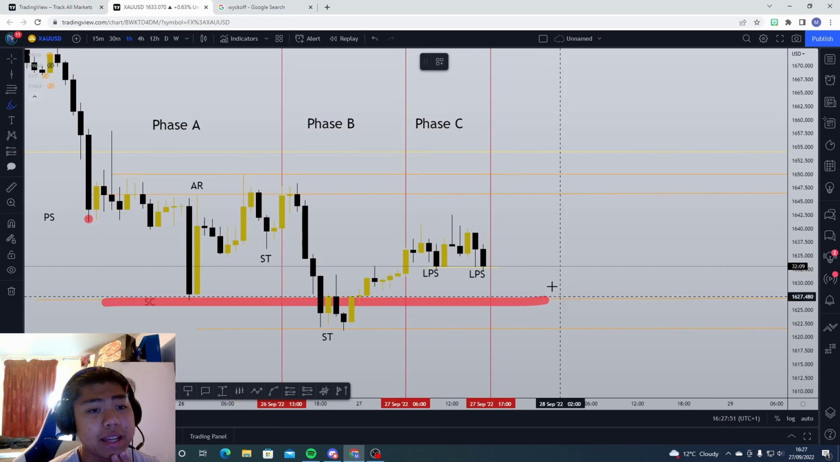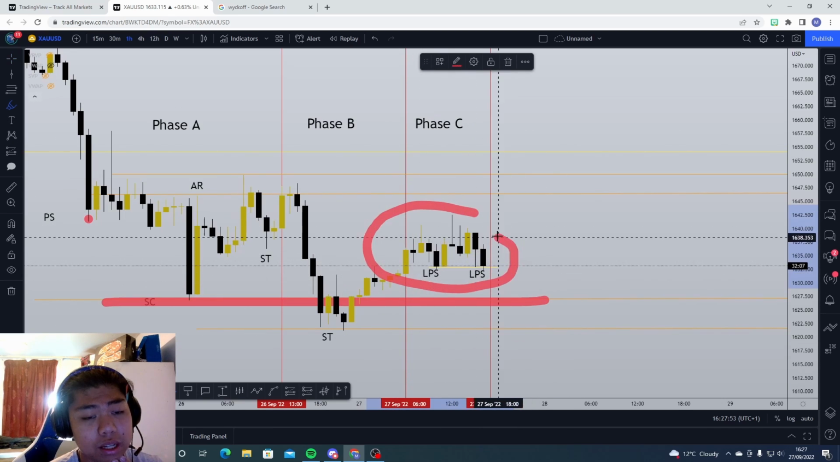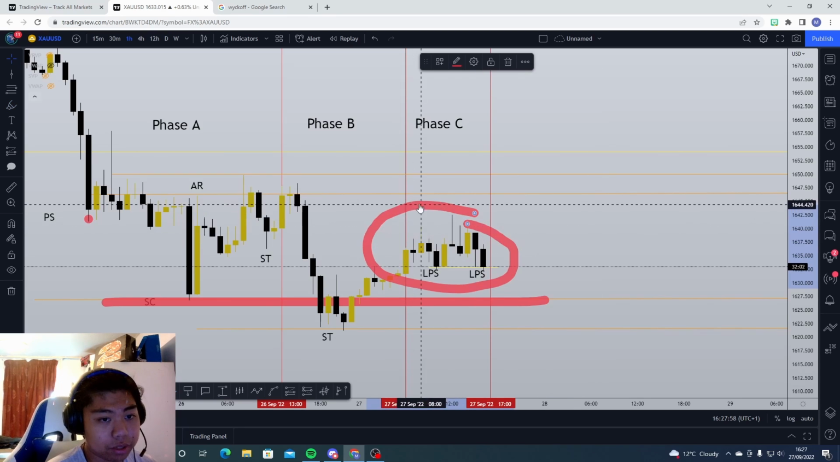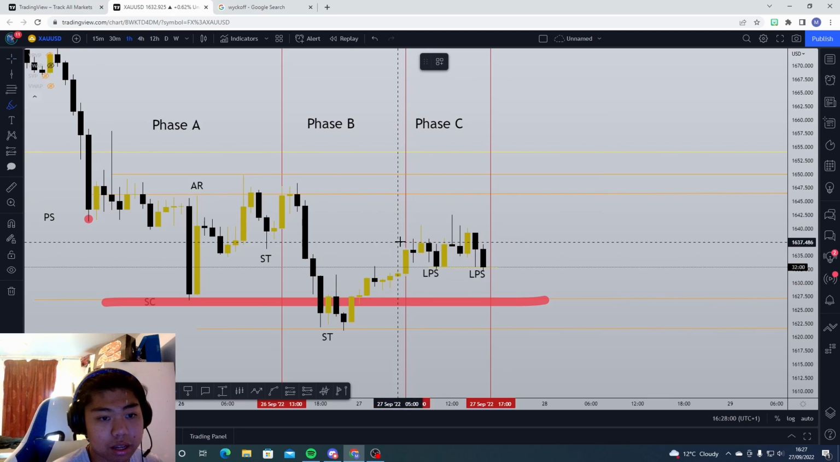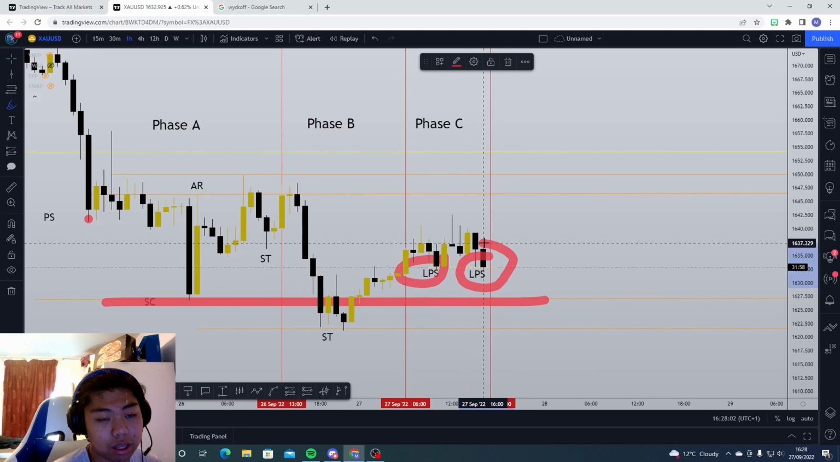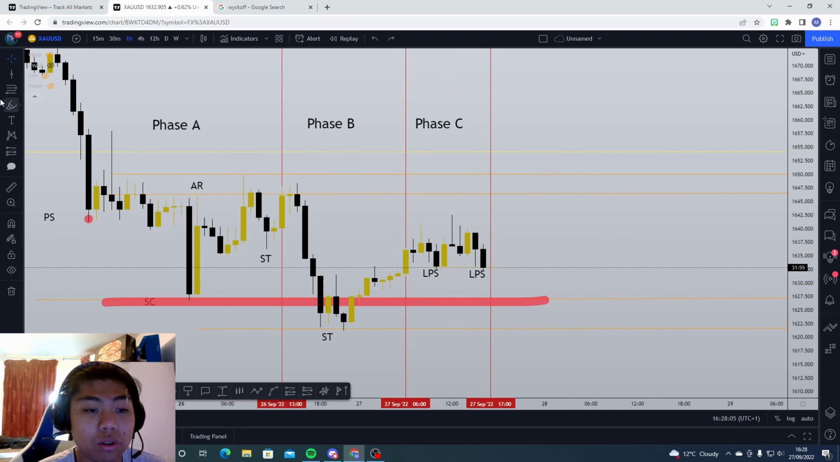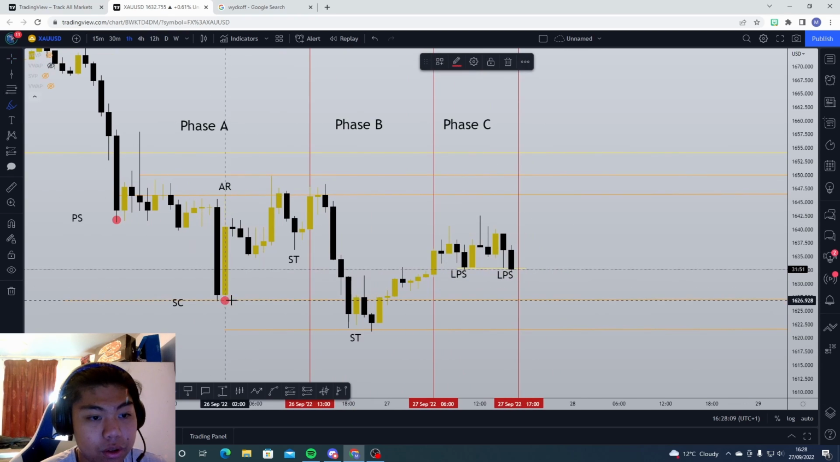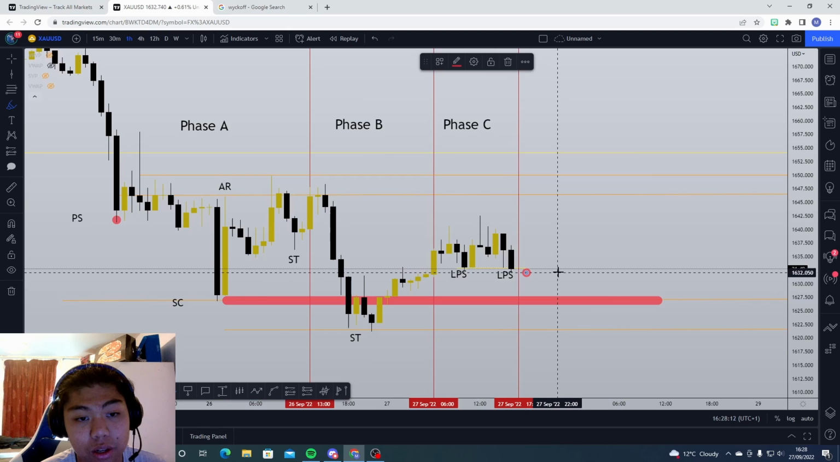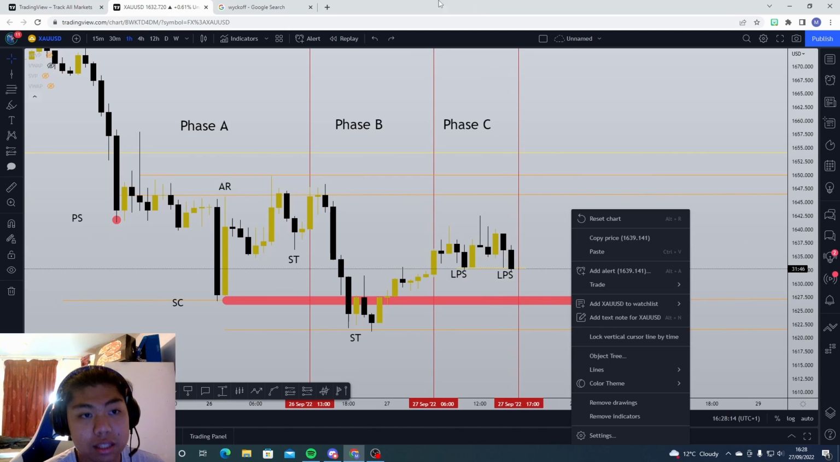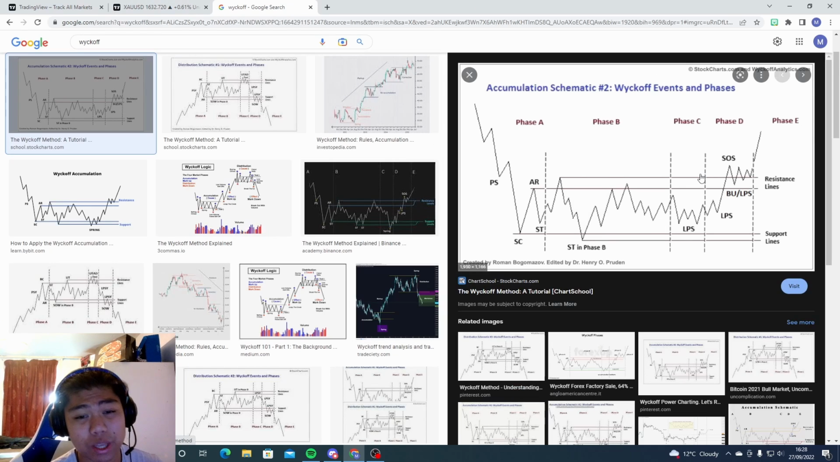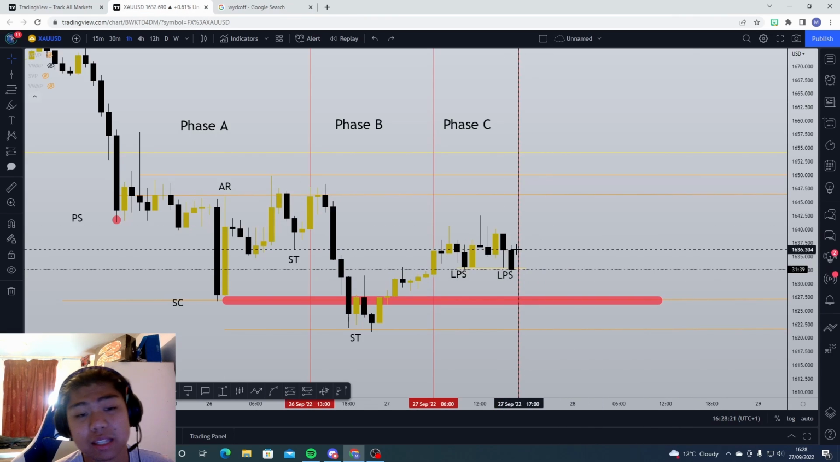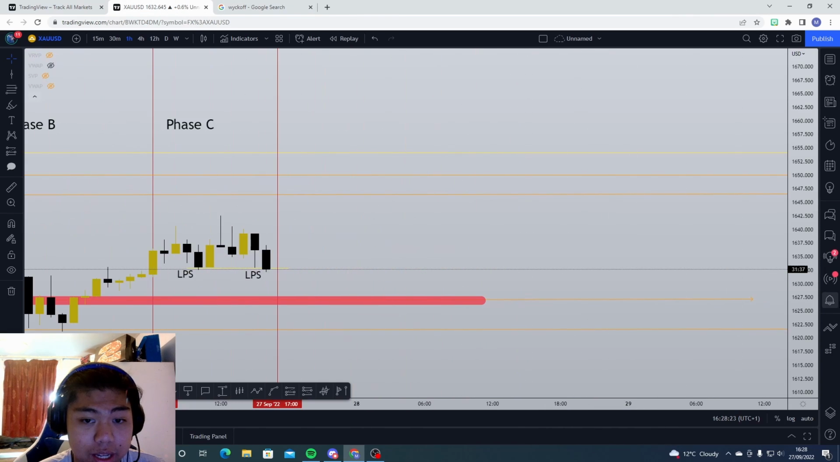That's the only thing you need to look for in phase B, basically the manipulation part of the market. Next is phase C, where we start to create some support, called the last point of support. It's kind of created twice over here. If this support holds, it's great, but if it holds the level over here, that's even better. That'll be another last point of support. Again, this is just a schematic. It won't always be perfect like this. It's just an idea and basic market structure we have to be looking at.